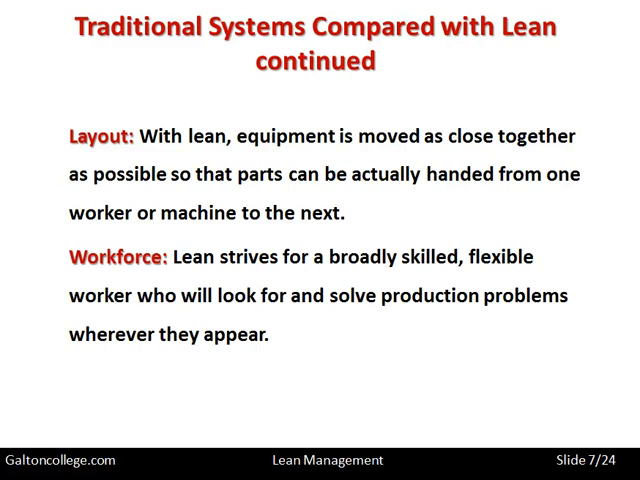In regards to the workforce, well, lean strives for a broadly skilled, flexible worker who will look for and solve production problems whenever they appear. The workforce must be competent. They must have skills. They must know what their tasks are and be able to complete them efficiently and to a good standard. But also flexible in the sense that if something goes wrong, they can fix it. They can fix it quickly. They're on the spot. They understand what's required. They can fix it. It doesn't mean that they can fix everything.